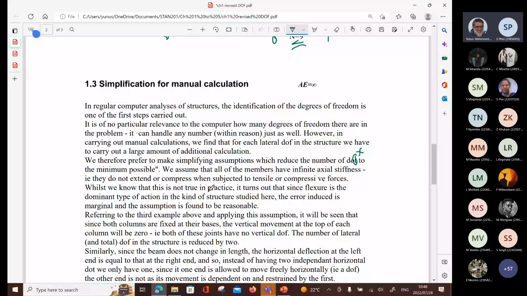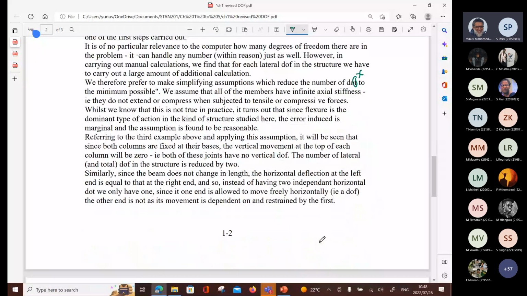So we assume that all of the members have infinite axial stiffness. That is, they do not extend or compress when subjected to tensile or compressive forces. They don't really become too big or too small. It turns out that since flexure is the dominant type of action in this kind of structure studied here, the error induced is marginal and the assumption is sound. So we're talking about the theory behind all of this.